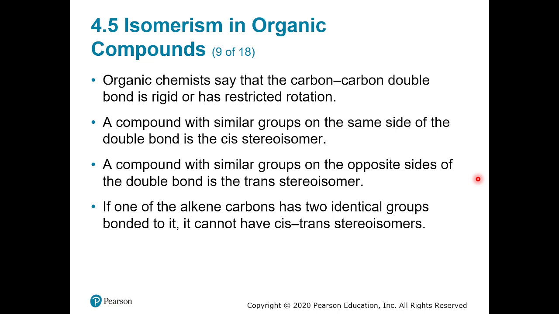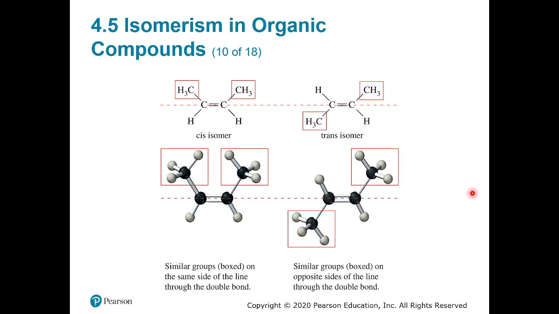This language can get a little bit loosey-goosey, but you're always trying to identify the higher priority groups, what you're actually looking at as interesting groups, as being on the same side or opposite sides. So if one of the alkene carbons has two identical groups bonded to it, then we can't really have cis-trans stereoisomers, can we? So for example, this right here is a double bond with a cis isomer. This one's the trans isomer.